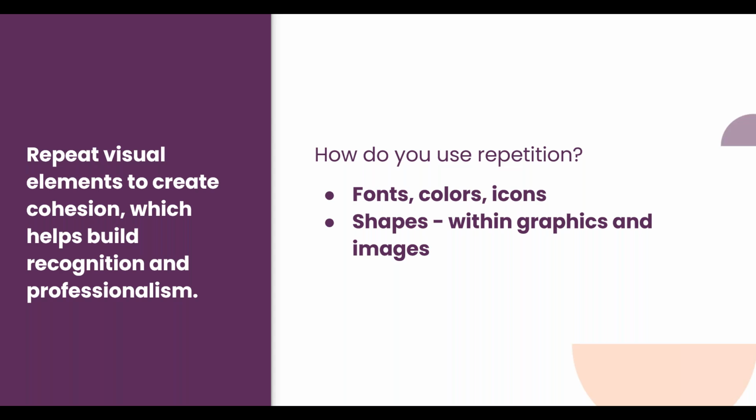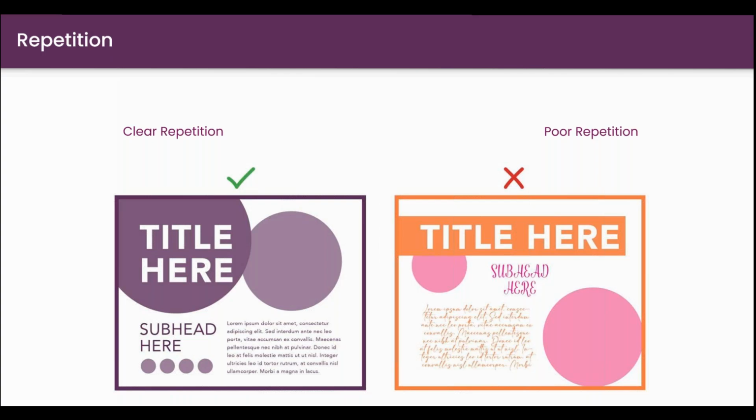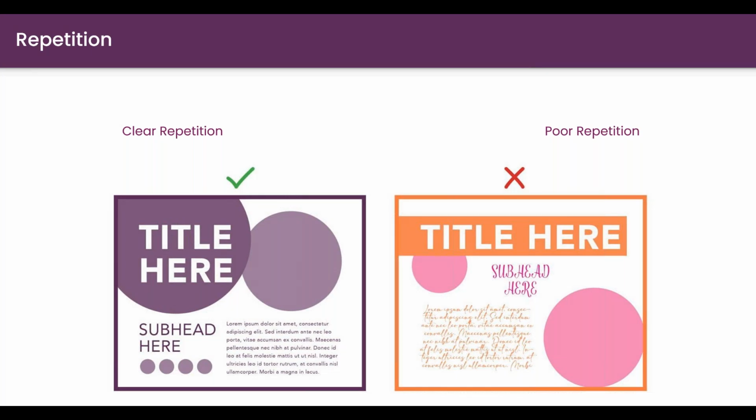So let's look at that example. I think this is the best way to learn about it, right? So repetition. On the left, we have one font used in 3 different weights and in 3 different sizes. We have the title pulled out in a circle, and then we have what would usually be either a graphic or an image in a circle as well, and an underline for the subhead.